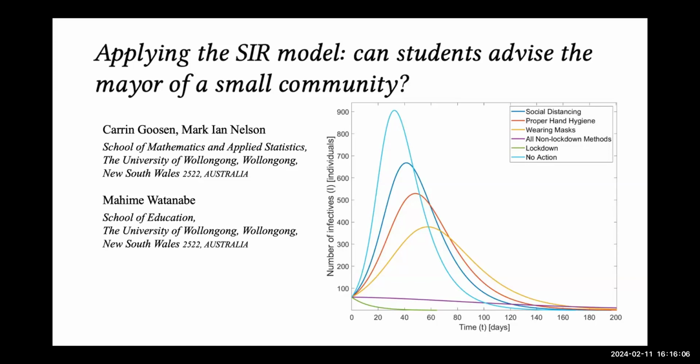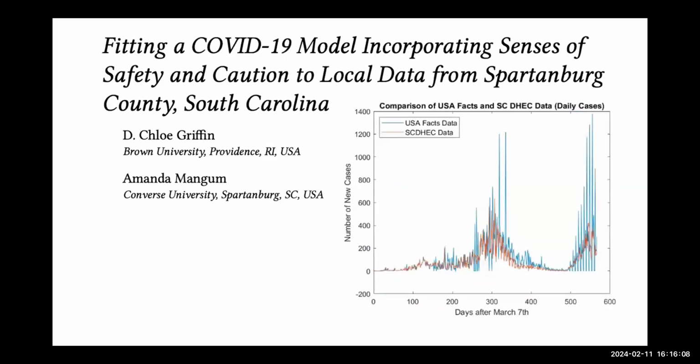And the third and last paper in this category, entitled Fitting a COVID-19 Model, Incorporating Senses of Safety and Caution to Local Data from Spartanburg County in South Carolina, Griffin and Mangum discuss how SIR models have generally failed to capture the nature of the COVID-19 pandemic, primarily because they do not take into account public policies, such as social distancing, mask mandates, and the stay-at-home orders.